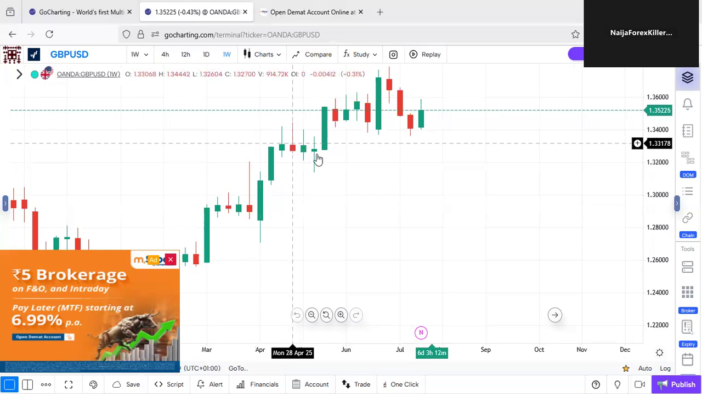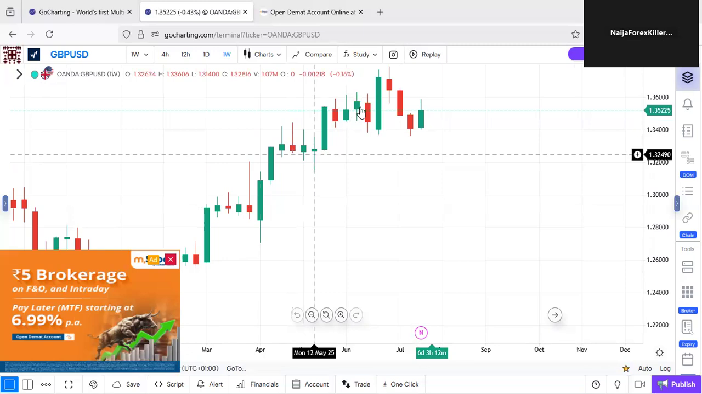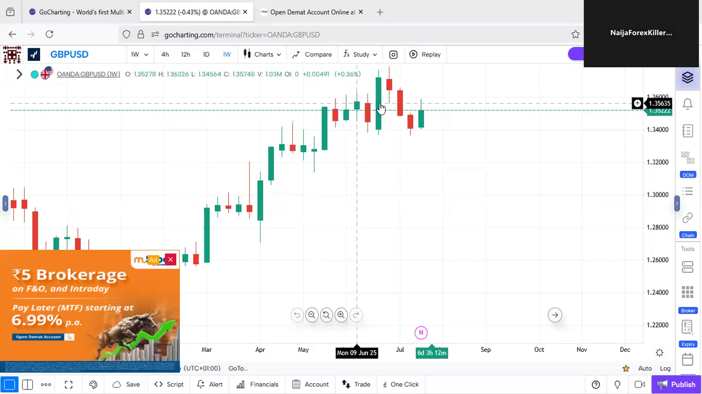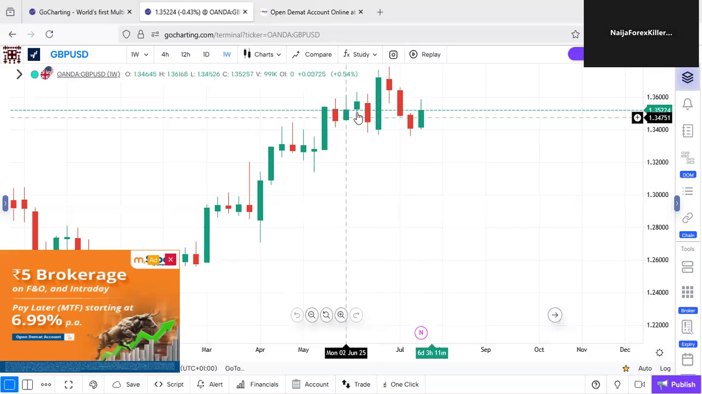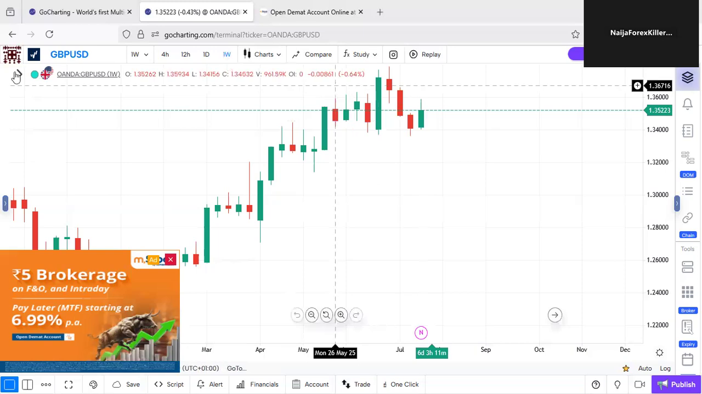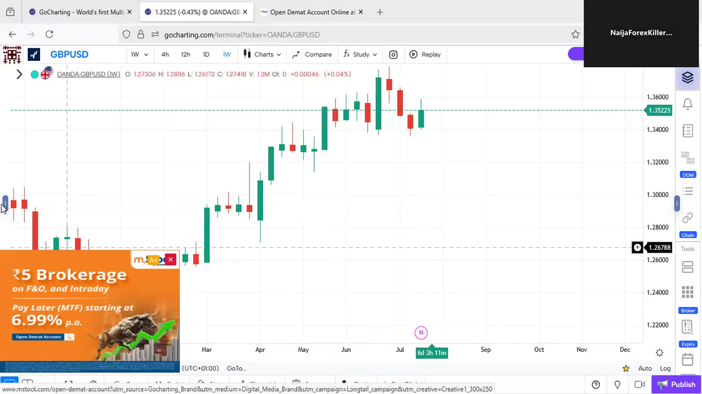Then 1, 2, 3, 4 represent another month, and again another month. So it means that any candle that you are seeing now, like this one, represents 1 week. So inside this 1 week, let me show you something.